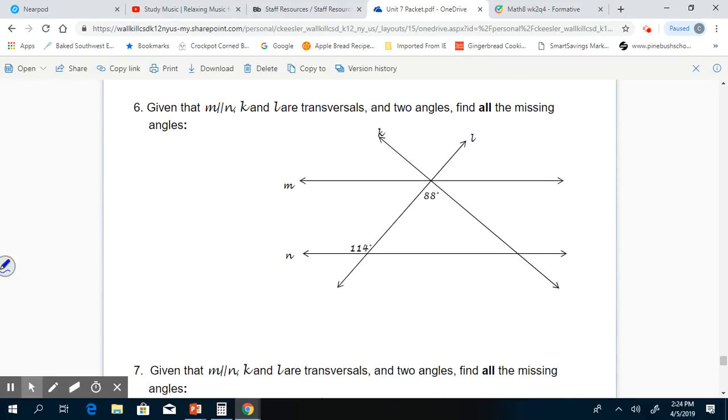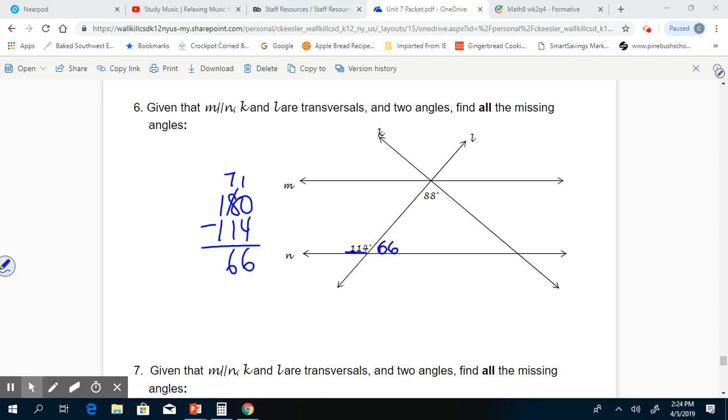So now in number 6, it says that M is parallel to N, and K and L are transversals. Given the two angles, find all the missing angles. All right, so we have two angles and we have lots of angles we have to find. So we can start off by knowing that this is 114, finding this angle here. So 180 minus 114 gives us 66 degrees.